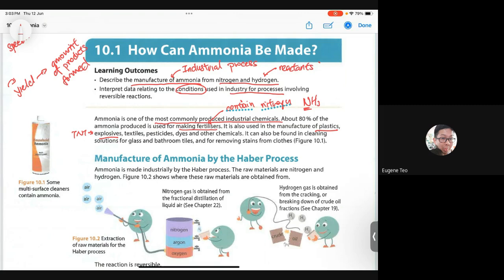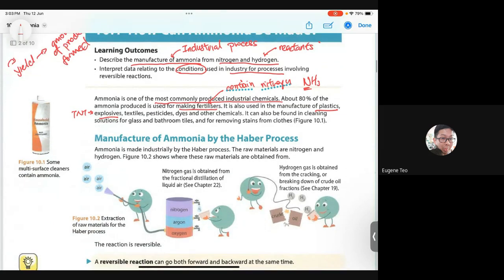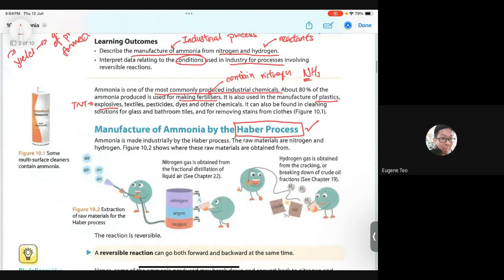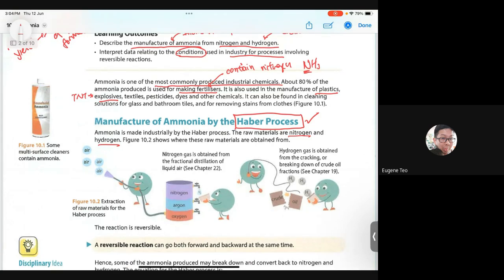Now let's start. How is ammonia manufactured? It is made by the Haber process. You will see this term regularly. The Haber process is the process used to manufacture ammonia. The raw materials, as mentioned at the top, are nitrogen and hydrogen, and figure 10.2 shows how these raw materials are obtained.